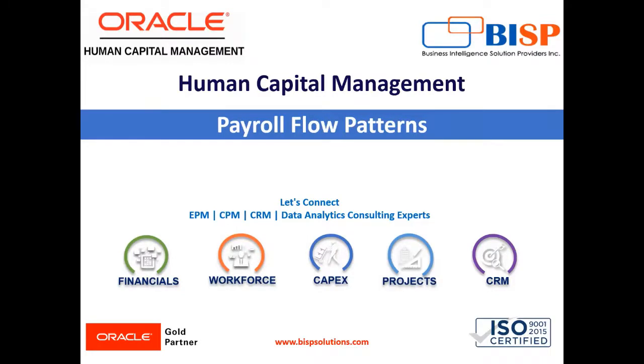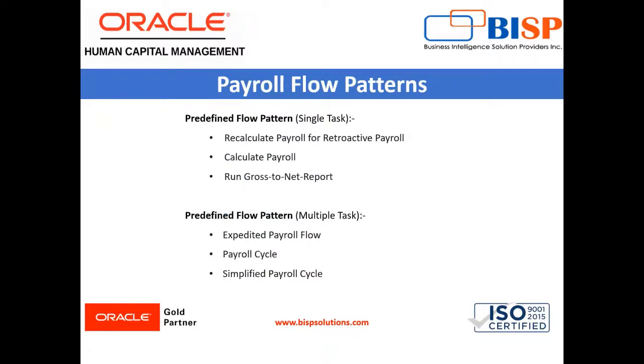So let's start. In the payroll flow pattern, you have some predefined tasks, and there are two types of tasks, single and multiple. Under the single task, you have recalculate payroll for retroactive payroll, calculate payroll, and run gross to net report. And under the multiple task, you have expedited payroll flow, payroll cycle, and simplified payroll cycle. For example, use the expedited payroll flow pattern to identify, calculate, and make expedited payments.